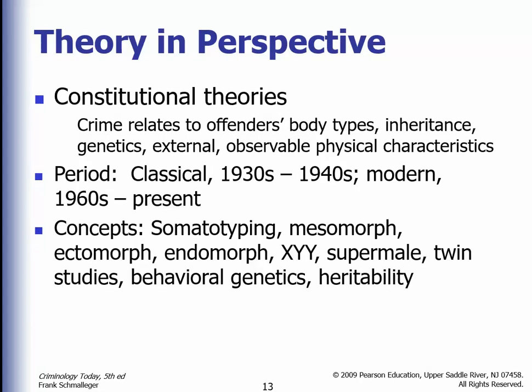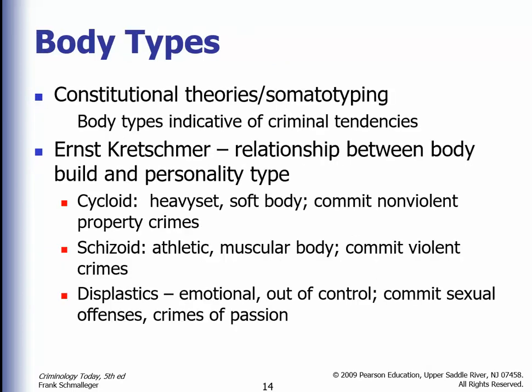Constitutional theories, and here's where we get a closer look at body typing, those types of things. Crime relates to offenders' body types. What did they inherit from their ancestors genetically? And they also believed that you could see features that may be suggestive of their criminal type. This was the 30s and 40s, and also more recently the 60s to the present. The concepts, as you can see: somatotyping, mesomorph, ectomorph, endomorph, the XYY chromosome, the extra Y chromosome, and that person they would call the supermale. Twin studies, behavioral genetics, and heritability.